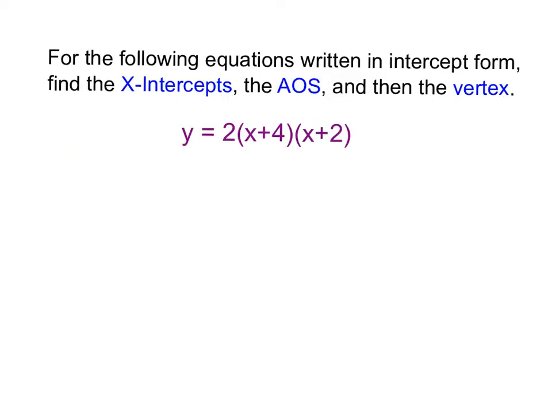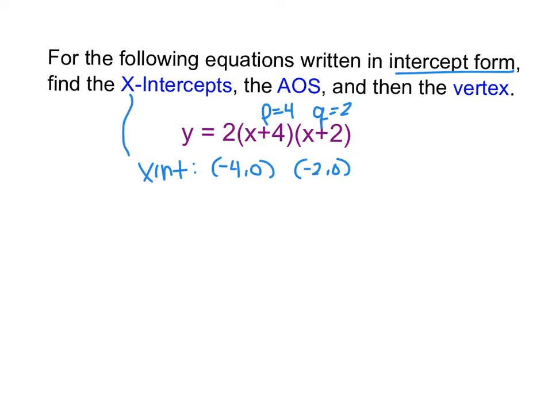So in the previous video, we talked about intercept form and how intercept form through its values of p and q actually supplies us with our x-intercepts. So here we can see that p is equal to 4 and q is equal to 2. And our x-intercepts happen to be the opposite of p and q. So our x-intercepts we can see are (-4, 0) and (-2, 0). So intercept form supplies us with our x-intercepts immediately from the equation.